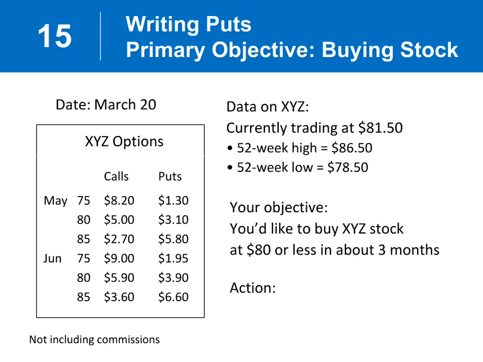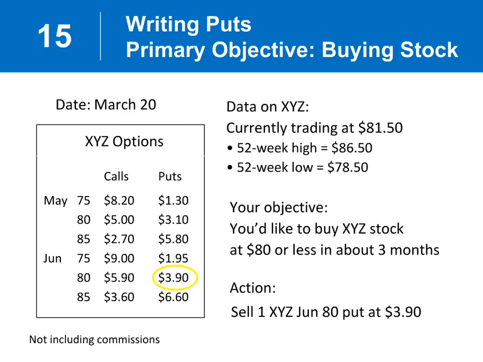Now, our all-important objective is we'd like to actually buy the stock at 80 or less in about 3 months. And these are various call and put prices in May and June. Remember, we're in March. So maybe we decide to sell the June 80 put. And the June 80 put in our example is priced at $3.90. So again, we're in March. We're looking to acquire stock below 80 sometime over the next 3 months by selling a put.